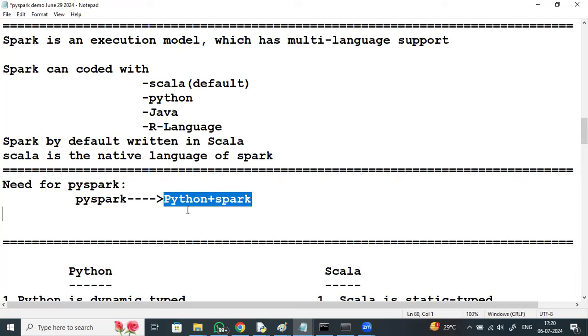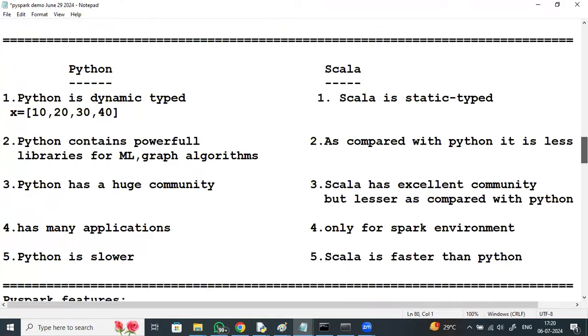The Apache Software Foundation came up with a tool called PySpark, the Python API to use Spark. Generally, most people wonder whether to go with Python or Scala. Previously, Scala was mostly preferred. Nowadays, Python is mostly preferred because of ML algorithms to be implemented. Python has great, powerful libraries, especially for machine learning, streaming and graph algorithms.